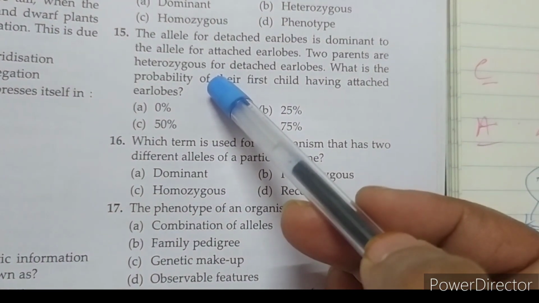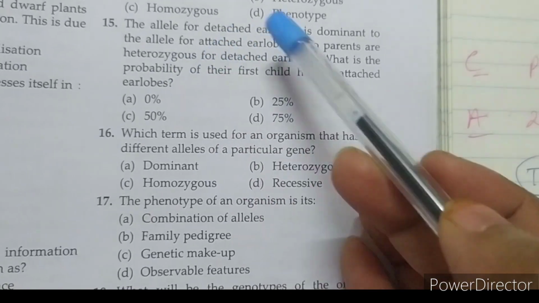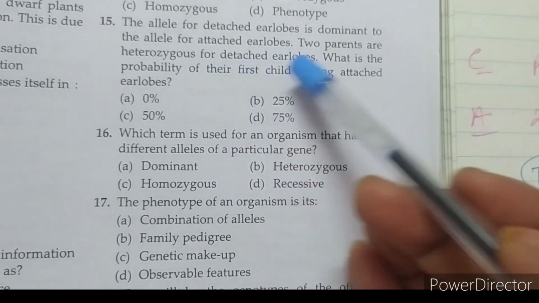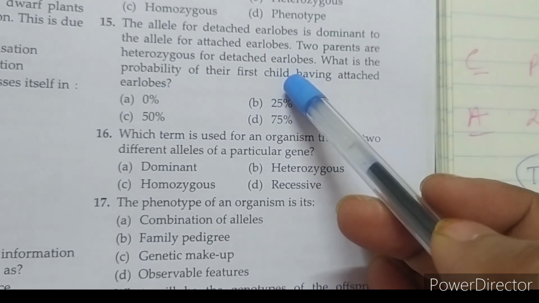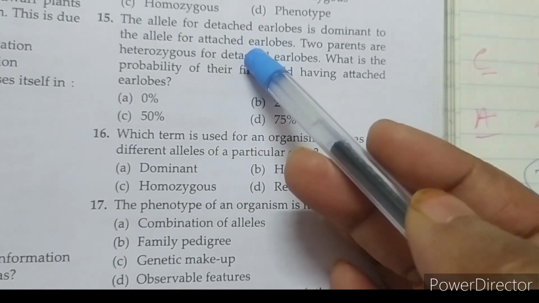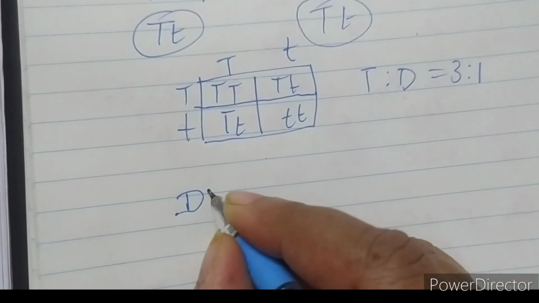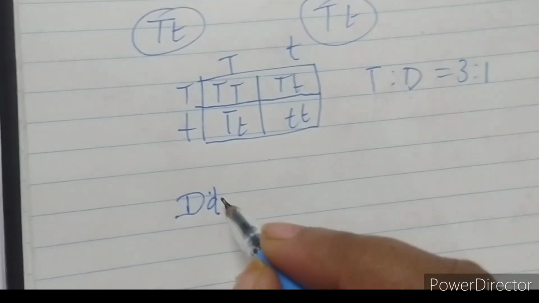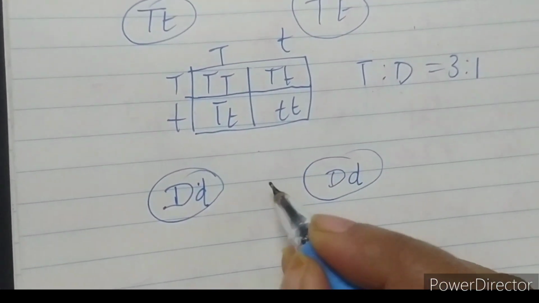The allele for detached earlobes is dominant to attached earlobes. Now two parents are heterozygous for the detached earlobes. So the genes may be opposite. You can take it as capital D and small d. Okay, let's make a cross. Capital D for detached earlobes and small d for the attached earlobes. And both the parents are heterozygous. It means the alleles are different.